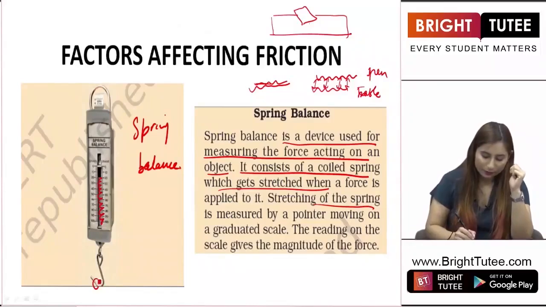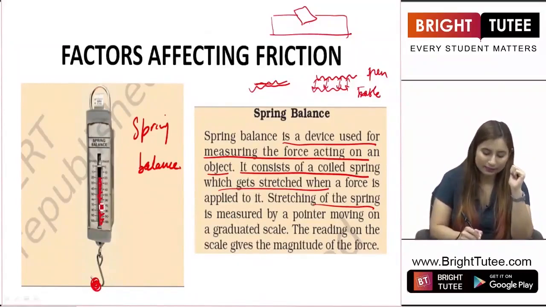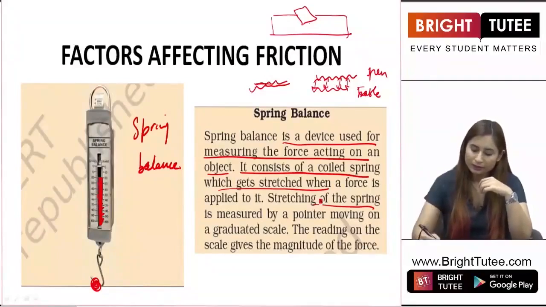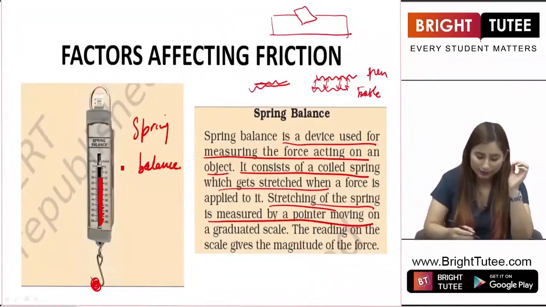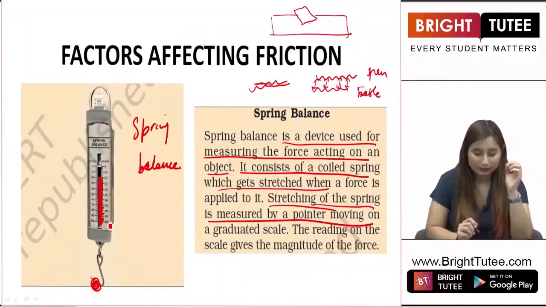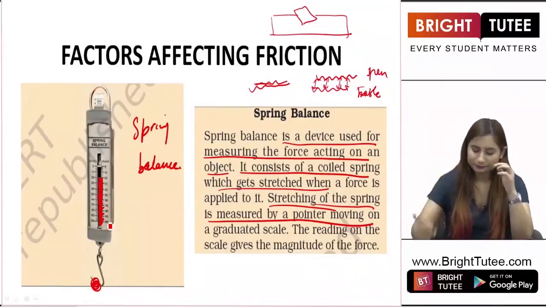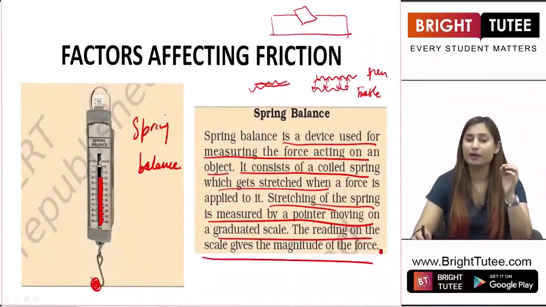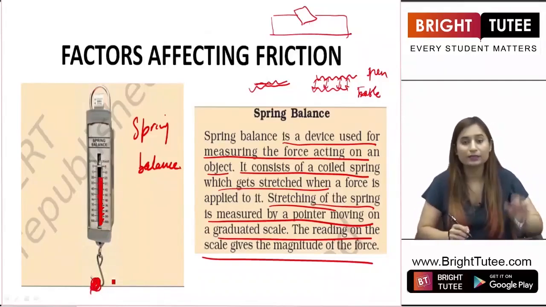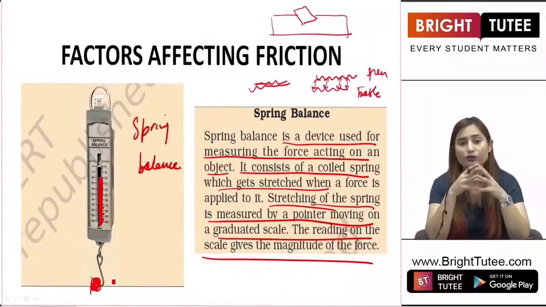For example, if you apply some force on its terminal, you try to pull it, the spring will expand and let us know how much force is being applied, right? Now stretching of the spring is measured by a pointer. There is a pointer, 1, 2, 3, 10, 20, 30, 40, 50, 60, 70, 80, 90, 100. This tells us what is the magnitude of the force, right? The reading on the scale gives us the magnitude of the force. So this is how a spring balance works. You apply some force, you hang something down a spring balance, the spring will expand and it will let us know what is the strength of the force that is being applied.